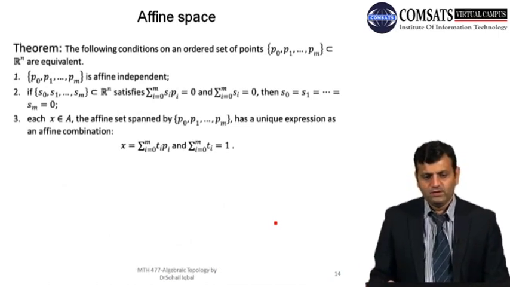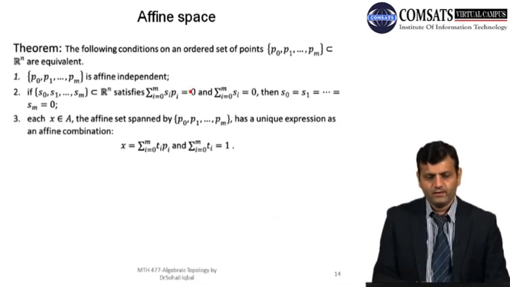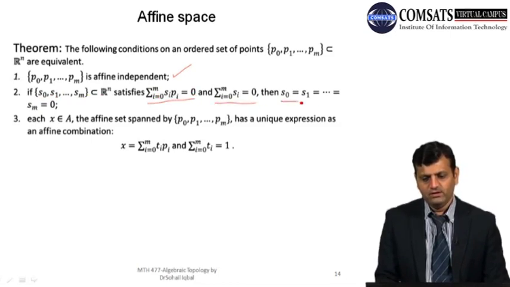The following conditions on an ordered set of points are equivalent. If these are affine independent, then they satisfy the following condition. For any collection s0, s1 up to sm, if the linear combination summation si pi is equal to 0 and the summation of the si's is equal to 0, then all the si's are equal to 0.